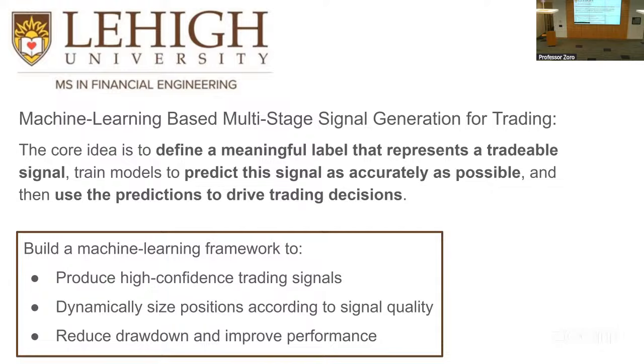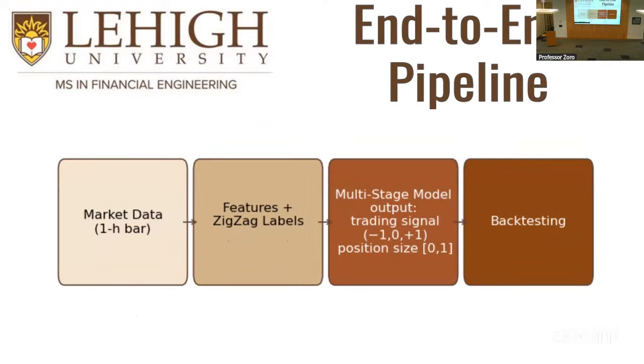So the machine learning model is going to produce a high confidence trading signal, dynamically help you to size your position, and also improve your performance. So the end-to-end pipeline is going to be sourcing our market data. We do our pre-processing. We do the actual modeling. Then we have the backtesting.